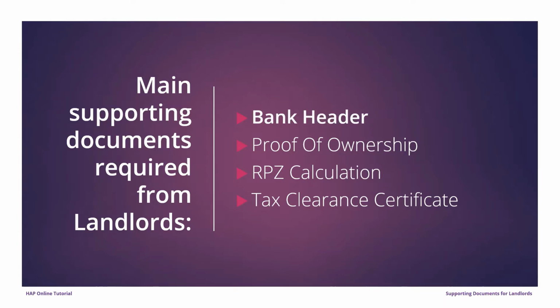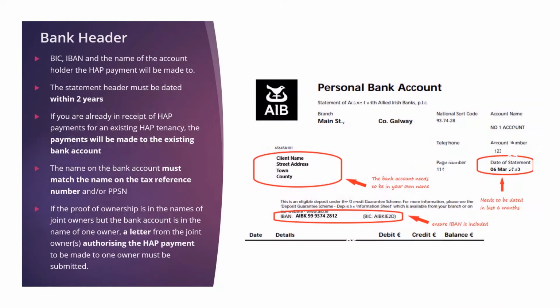Bank header. The bank account that you will use to receive the bank payment must be accompanied by a bank header. This header must clearly show the landlord's name, the IBAN, BIC, bank logo, and be in date within 2 years. We do not need to see any financial transactions.